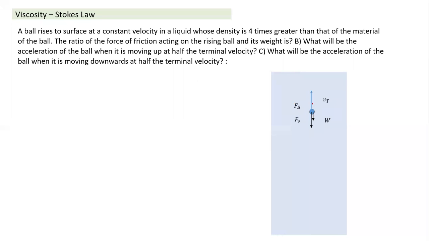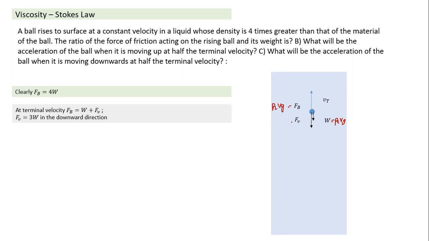Weight and FB, there's no doubt at all. This weight is equal to rho S into Vg, and FB is equal to rho L into Vg. Since the density is 4 times, FB is 4 times. So 4 times the weight is acting upward. And it is moving at terminal velocity in the upward direction, hence viscous force will act in the downward direction, and net force has to become 0. So if this is W, and this is 4W, this has to be equal to 3W. Very simply, force of buoyancy is 4 times the weight, and at terminal velocity, viscous force has to be equal to 3 times the weight of the object. That's why the net force becomes 0. Nothing extra; we have just equated all the forces in the vertical direction to 0.